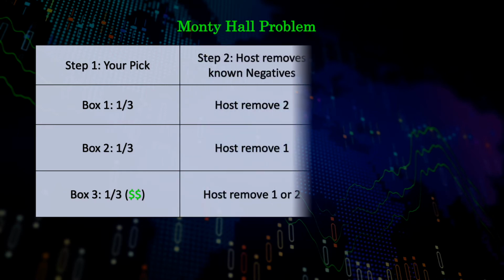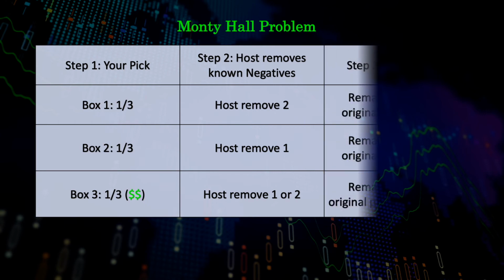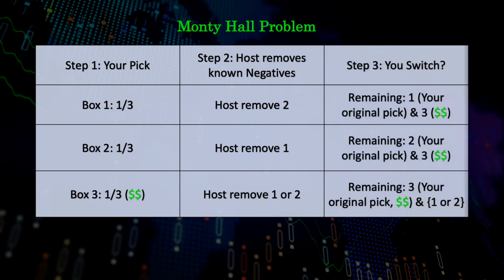In step 2, the host will remove 1 of the remaining 2 that does not contain the money. So, if you picked box 1, the host will remove box 2. If you picked box 2, the host will remove box 1. In either case, they will not remove box 3, which has the money in it. While if you picked box 3, then the host will remove either 1 or 2 since it doesn't really matter. Now, hopefully it's clear. The 3 scenarios have equal 1/3 probability.